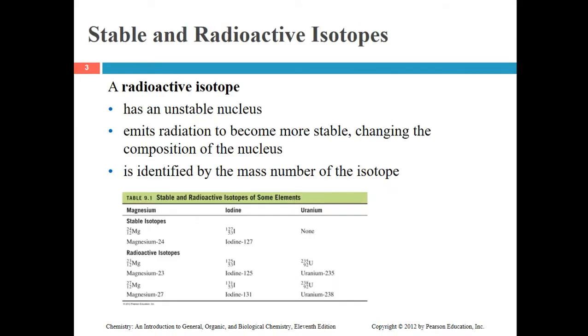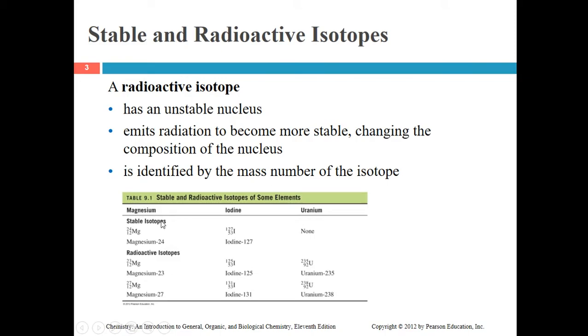A radioactive isotope has an unstable nucleus. It is going to emit radiation to become stable. And so when it does, it's going to change the composition of the nucleus. Now, when we're talking about nuclear chemistry, that means we're talking about the nucleus of our atom. Not the electrons that are taking up most of the space around the outside of the nucleus, but we're talking about the nucleus. So because of that, the particular isotope is identified by the mass number of the isotope.